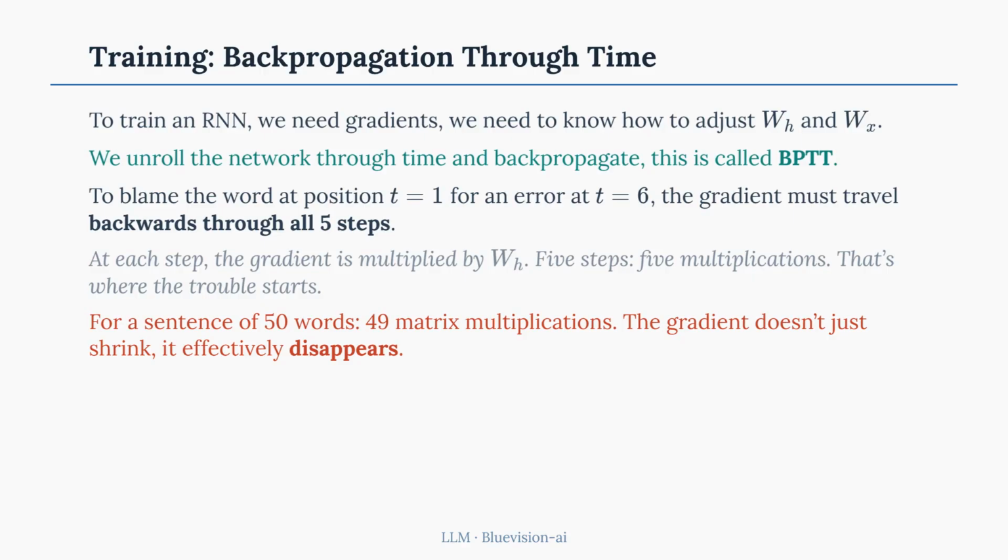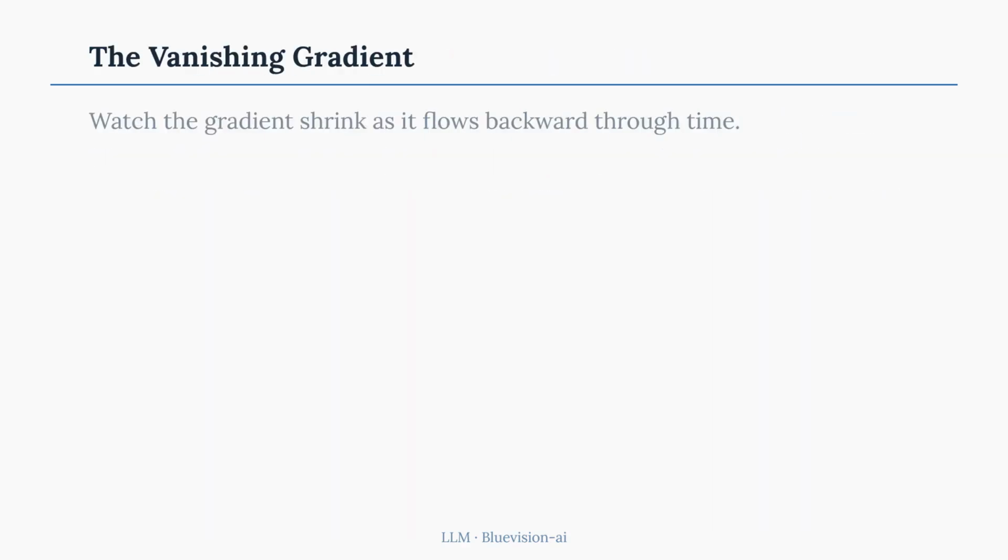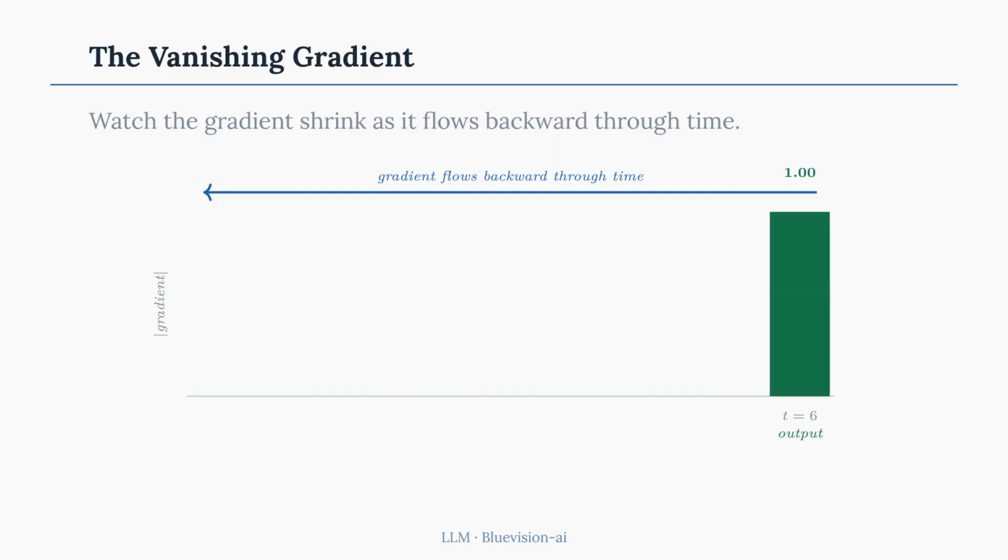Let me show you what this looks like. Watch the gradient shrink as it flows backward through time. We start at the output, position 6. Here's the gradient at the output, position t equals 6. We set this to 1.0. This is where training information originates. 1 step back, t equals 5. Already the gradient has fallen to about half its size. After 1 multiplication by W_H, just over half the signal survives.